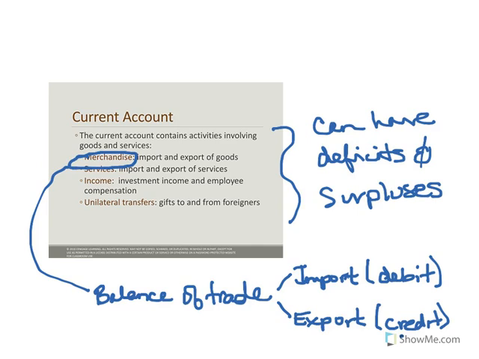So again, that was our second account. The third account is our income account, and this is investment income and employee compensation. And then our fourth account is the unilateral transfers. This would include gifts to and from foreigners. Unilateral transfers are basically just where one party gives something but gets nothing in return. Another good example of a unilateral transfer is a retirement pension. So if you go retire in another country, that becomes a unilateral transfer.